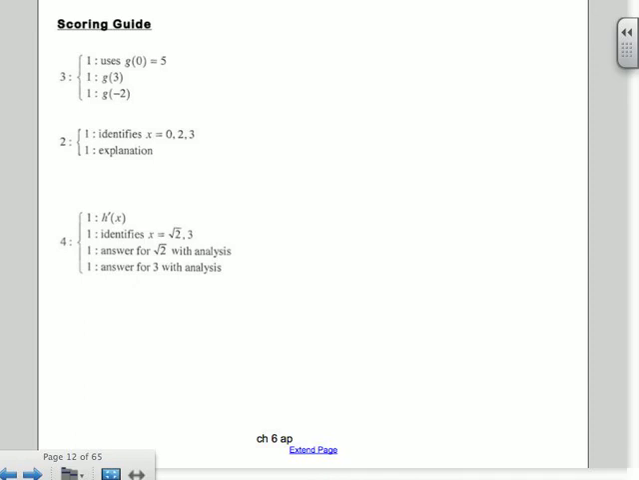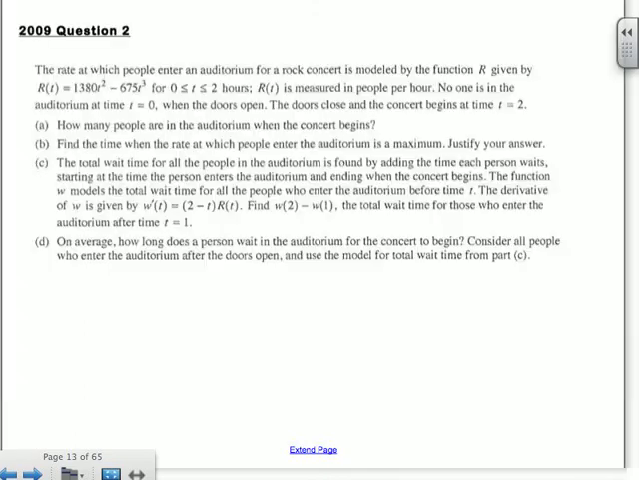Showing the answer of square root of 2 with analysis and showing the answer of 3 with analysis. Make sense? Okay. All right, you ready for the next one?